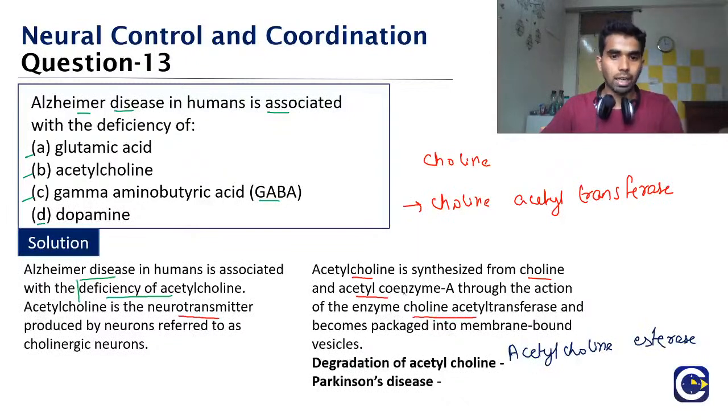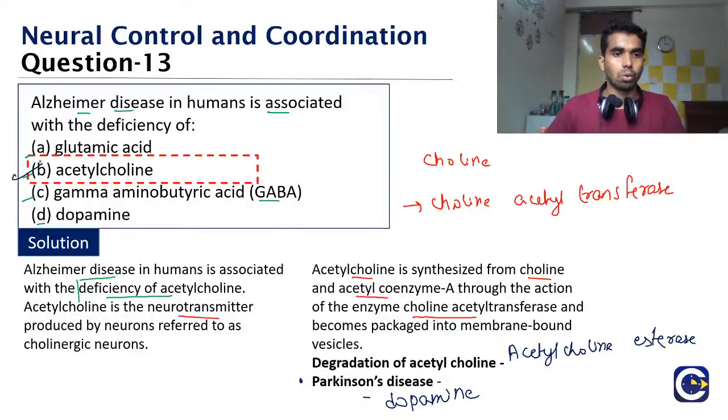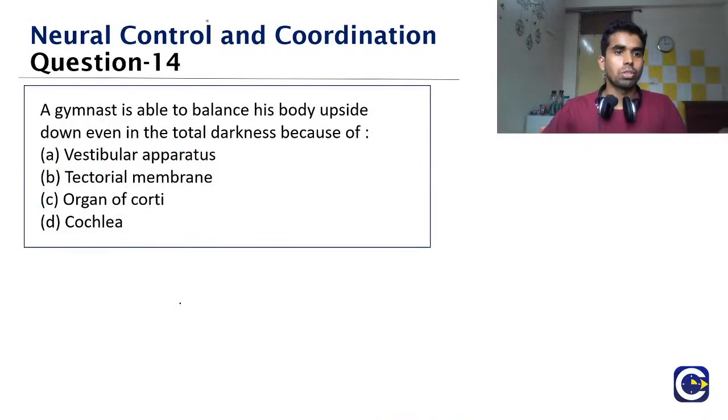Okay. And one more question that can be asked is that similar to Alzheimer's disease, there is one other disease related to the brain, and the name of that disease is Parkinson's disease, and the neurotransmitter that is deficient in Parkinson's disease is dopamine. So the correct answer for this question would be option B, that is acetylcholine. And one more fact that you should remember is that GABA is the inhibitory neurotransmitter. It depresses the function, whereas acetylcholine increases the function, and it can also be asked in the examination.